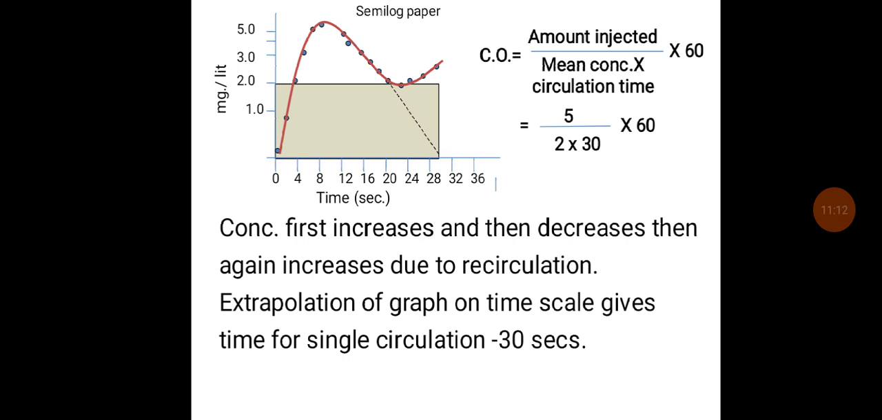Okay, so here the time taken for one single circulation is almost equal to 30 seconds when you extrapolate the graph. Okay, so the concentration in this graph first increases and decreases, then increases due to the recirculation. The extrapolation of the graph on the time scale gives the time for the single circulation. So here it is almost 30 seconds. Using this formula and these values, the cardiac output measured will be around 5 liters.